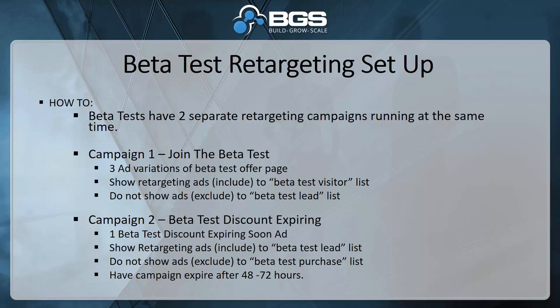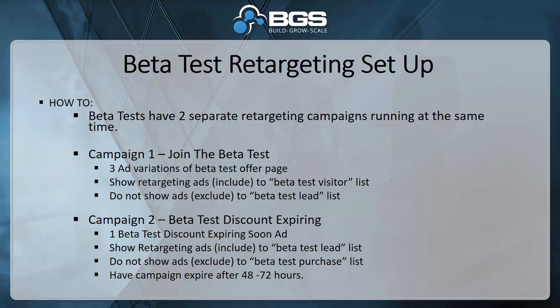So you're going to show retargeting ads, which is the include list, to the beta test visitors. Everybody who lands on the beta test visitor page is going to see that ad unless they've also opted in and then they're on the exclude list. So you're going to set that campaign to not show the ads to anybody who is a beta test lead. All right? That's campaign number 1. So that's running all the time in order to get more people to come back and opt into your beta test.